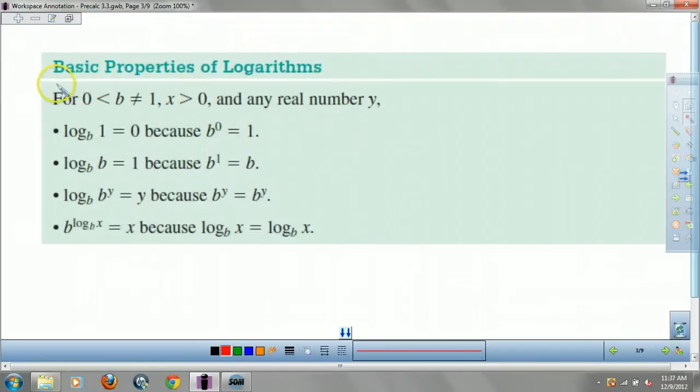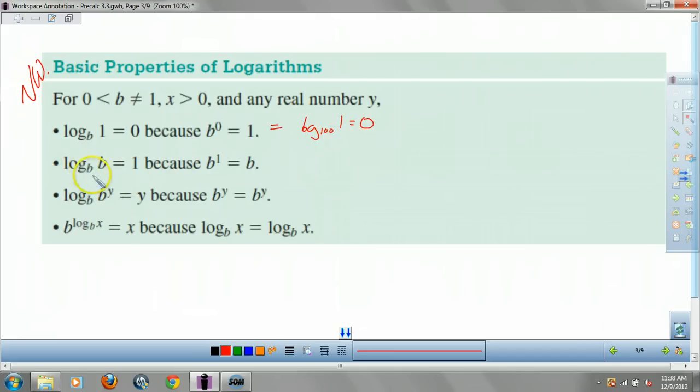Okay, properties of logs. Definitely noteworthy. There's 4 of them. They're basic. What that pretty much means is your log base b of 1 is 0 because anything to the 0 power is 1. So if you see log base 100 of 1, that's going to be 0 because 100 to the 0 is 1. Anything to the 0 is 1.